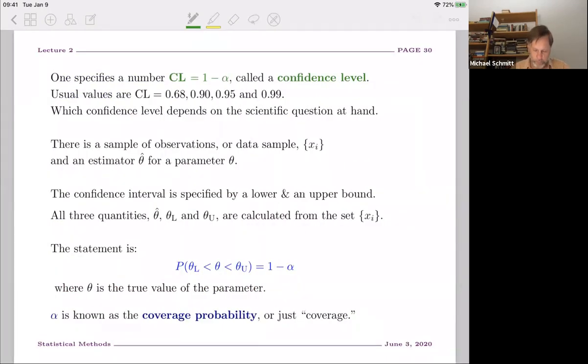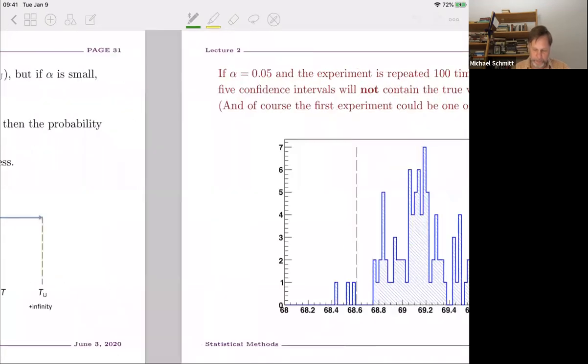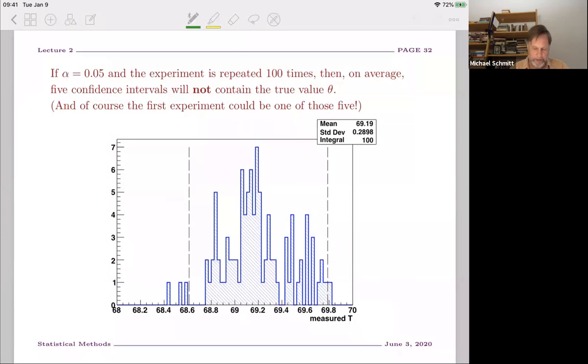I'm going to move a little bit faster because there are other good things to talk about. This is sort of the same thing. Alpha is this coverage probability, okay? So for 68%, it's 16%, 32%. And the point is that if we would take the measurement many times, we would find that some of the time, the true value is not falling inside of our confidence level.